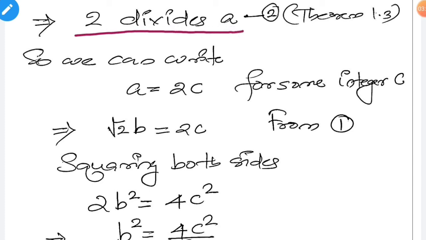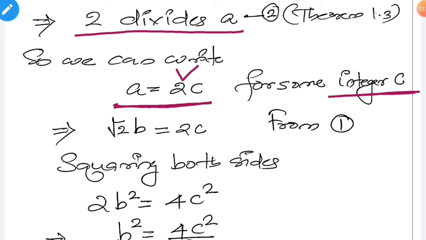If 2 divides a, 2 is a factor of a. 2 is a factor of a means a is a multiple of 2. If a is a multiple of 2, we can write a equal to 2 into something, 2 into c for some integer c. Multiple of 2 means 2 into something. So a equal to 2c.